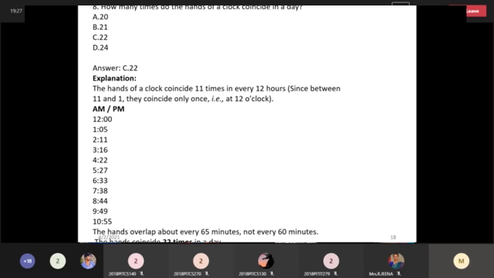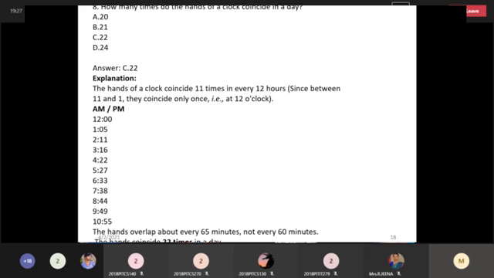Next question. How many times do the hands of a clock coincide in a day? Options A 20, B 21, C 22, D 24. The hands of a clock coincide 11 times in every 12 hours, since between 11 and 1, they coincide only once, at 12 o'clock. So the hands overlap about every 65 minutes, not every 60 minutes. So the hands of a clock coincide 22 times in a day.